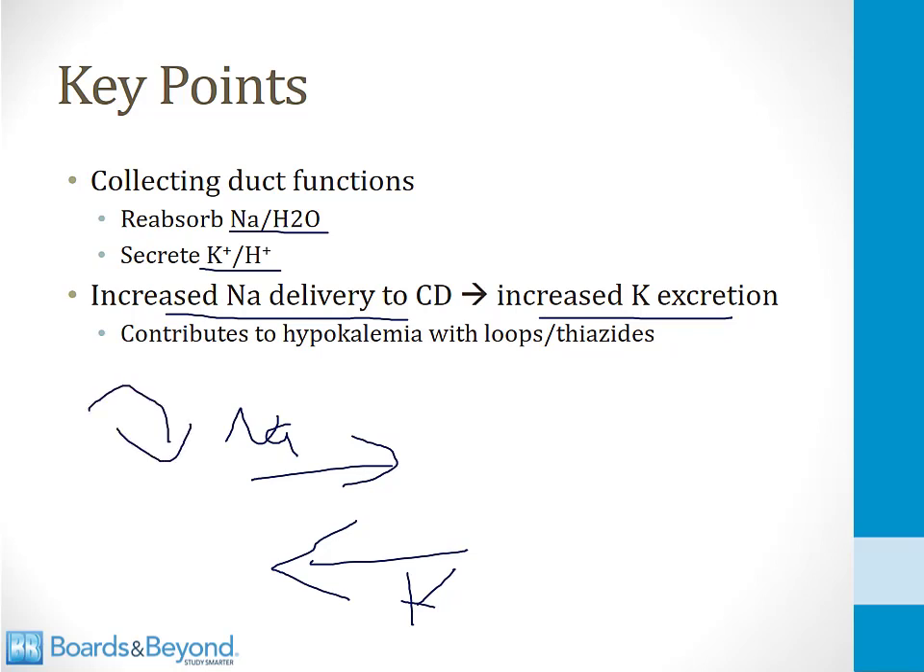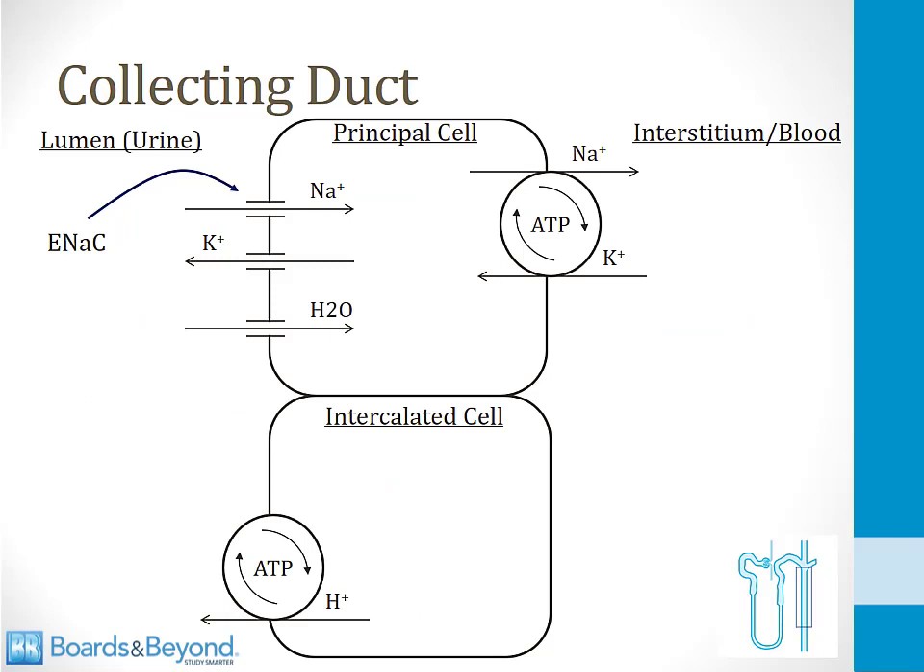So for this reason, hypokalemia often occurs in patients on diuretics like loop diuretics and thiazide diuretics. That's because these drugs send more sodium to the collecting duct, which then gets exchanged for potassium. I'll go back to this slide to make this point clear.